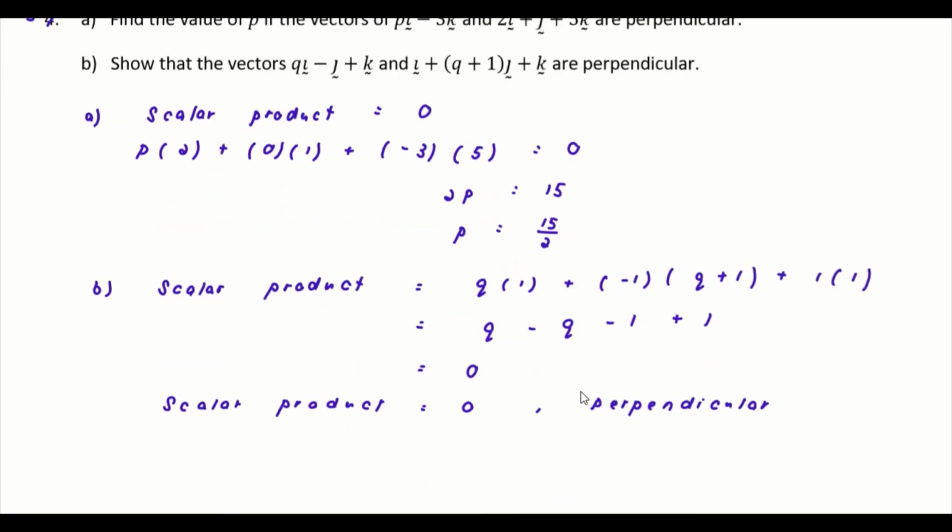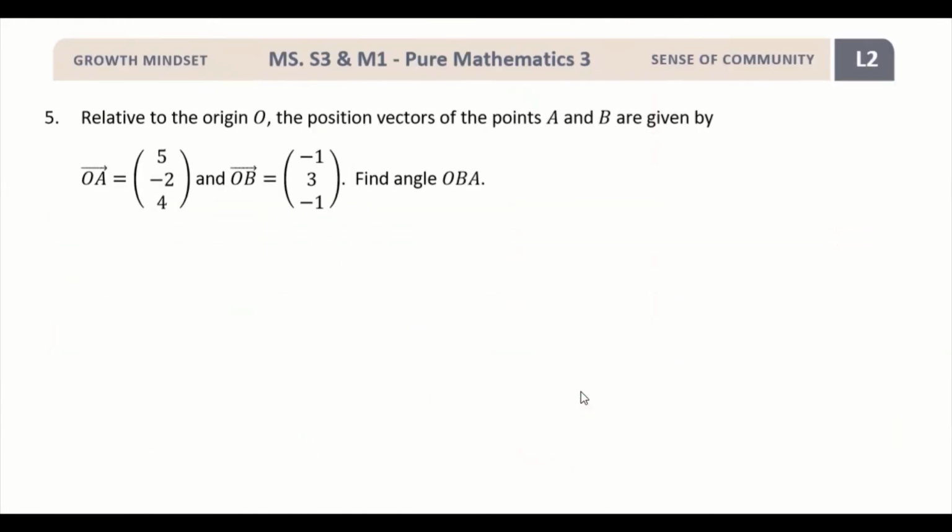All right, so let's continue with the last question here. Sorry, this should be 6 as well. Relative to the origin, the position vectors for the points A and B are given by OA and OB. So the question wants you to find the angle OBA. Make sure that if the question is phrased in this way, it is important for you to check where your angle is first.